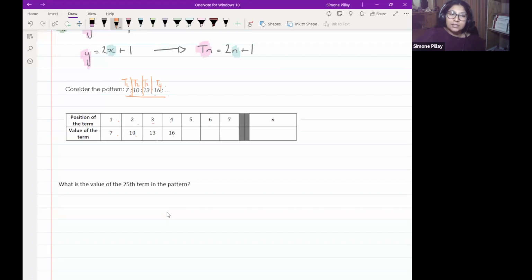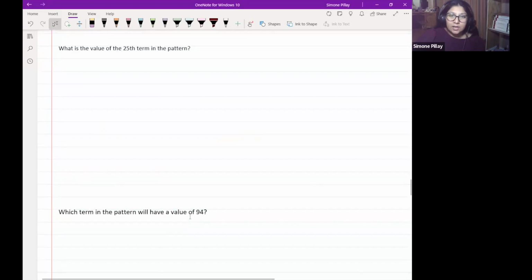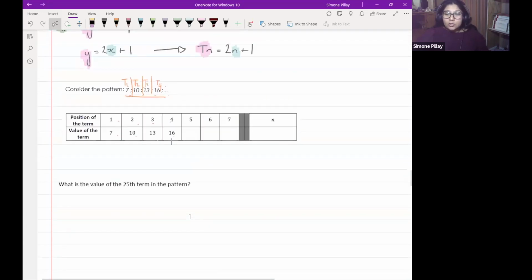And now they are asking me, what is the value of the 25th term in the pattern? To do that, I'm not going to go and fill in plus, plus, plus, plus to get to 25. I'm going to find an algebraic rule, and then I can find the value of the 25th term. So let's do that.